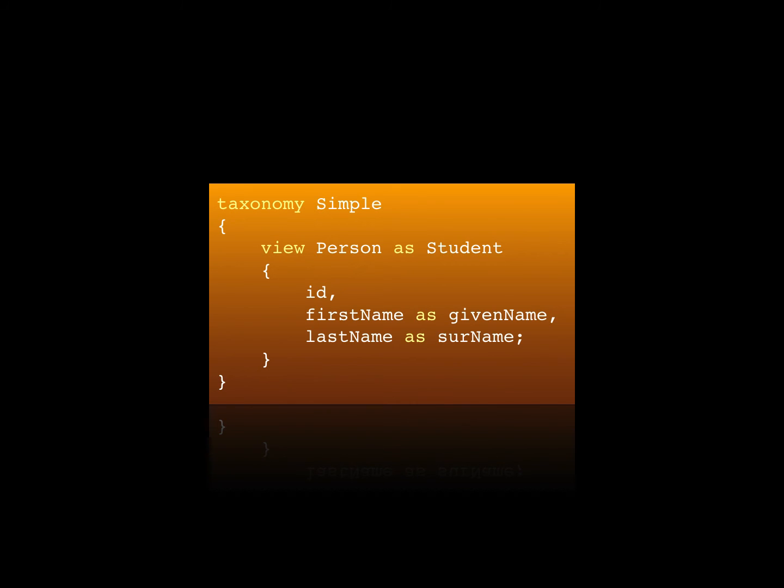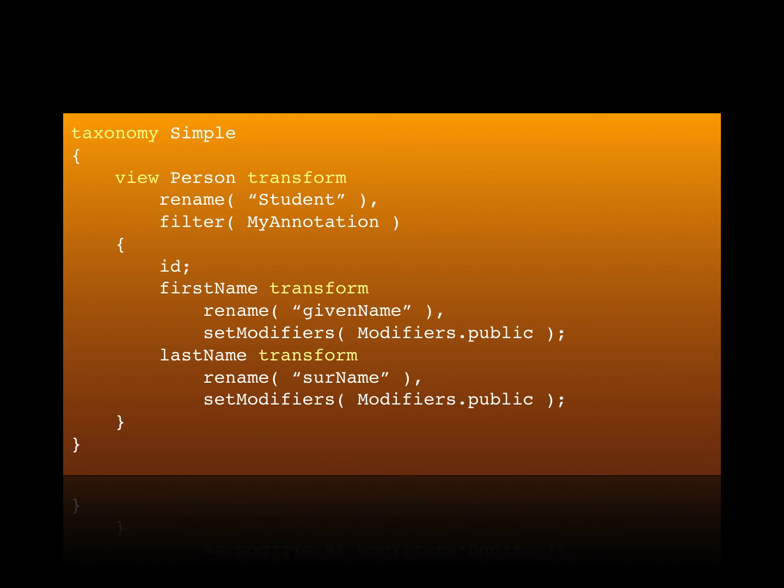Another thing that I've come to realize is that the as operator is really just a special case of syntactic transformation. Other examples might include changing modifiers, filtering existing annotations, adding new annotations, and so on and so forth. It might make sense to introduce a more broadly defined transform clause for these kinds of syntactic transformations. For example, here person is transformed to student and includes any annotations matching my annotation, while first name and last name are made public as well as being renamed.